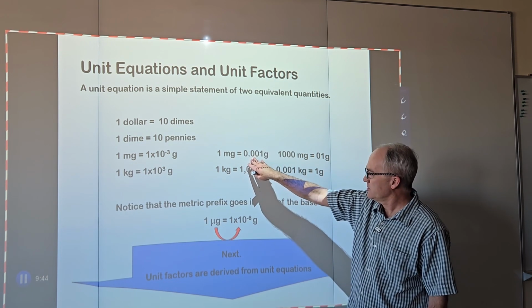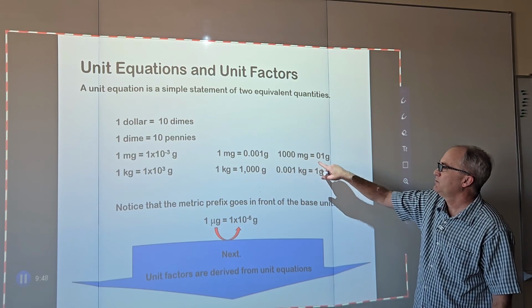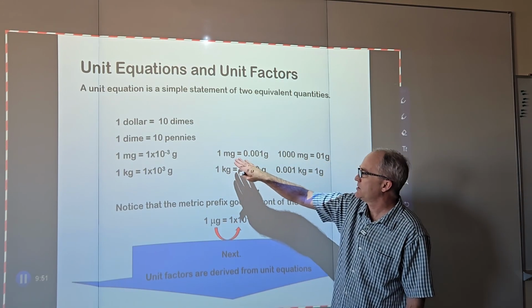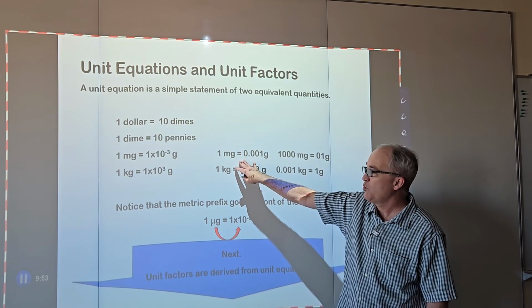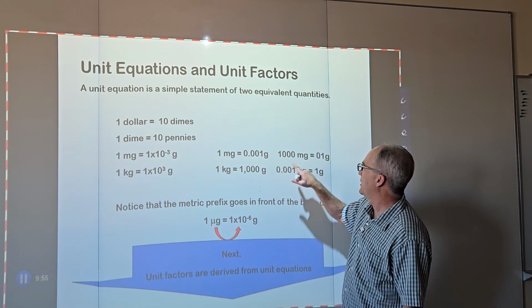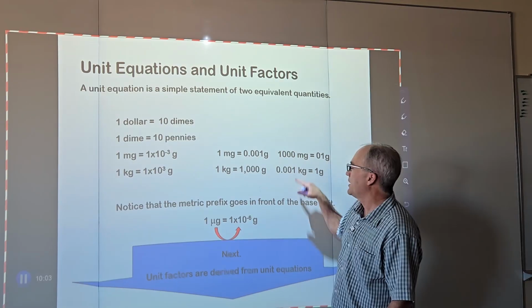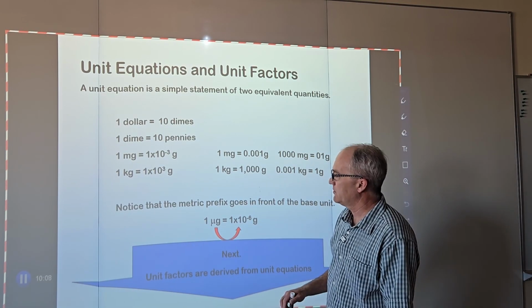Now, if we don't like fractions, and I don't like fractions, there's 1,000 milligrams in 1 gram. So notice I've multiplied both sides of the equation by 1,000 to get rid of that. So now I have 1 gram and 1,000 milligrams. And that might work out kind of nice.